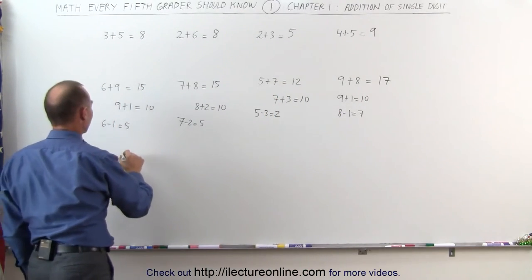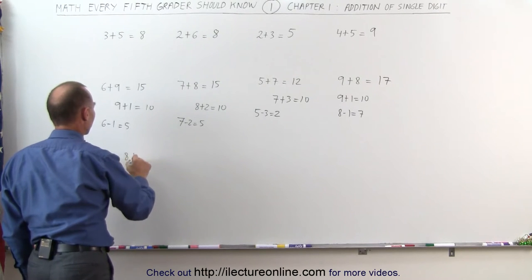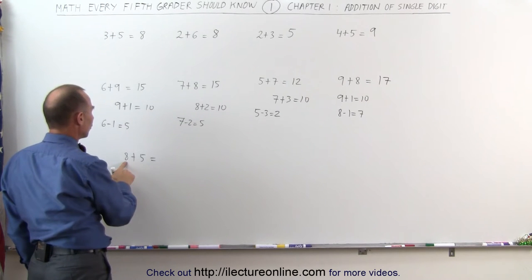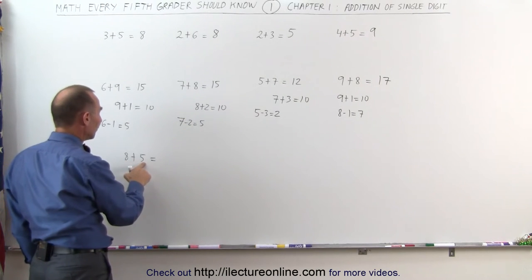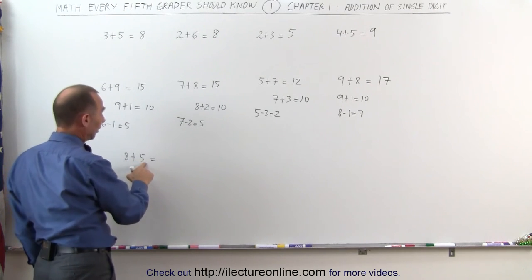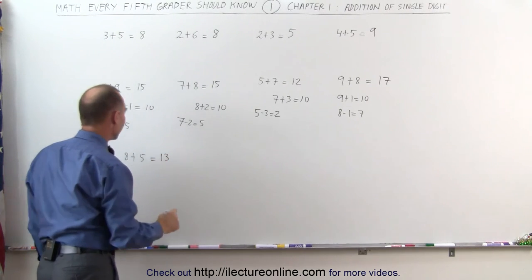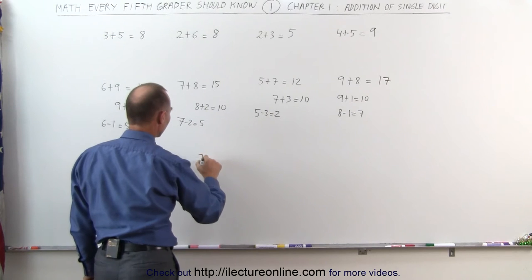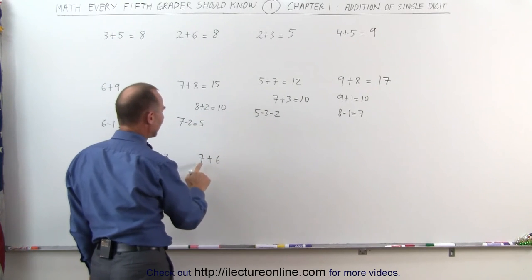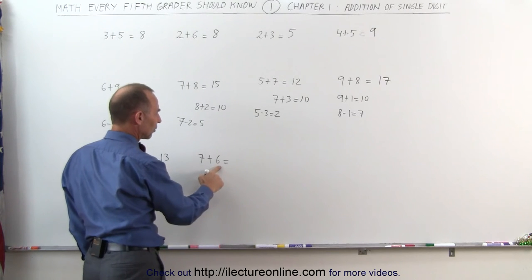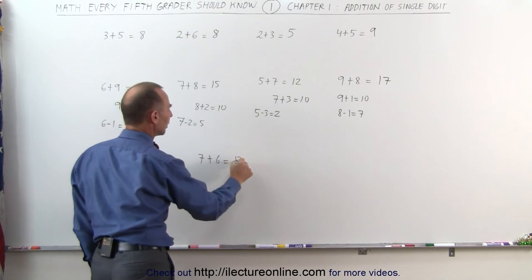Let's do another example. Let's say we start with the number 8 plus 5. I need to add 2 more to make that 10. I subtract the 2 from 5. If I subtract 2 from 5, I get 3. 10 plus 3 gives me 13. If we take the number 7 plus 6, I need 3 more to make that into a 10. I take the 3 away from 6, that gives me 3. 10 plus 3 gives me 13.